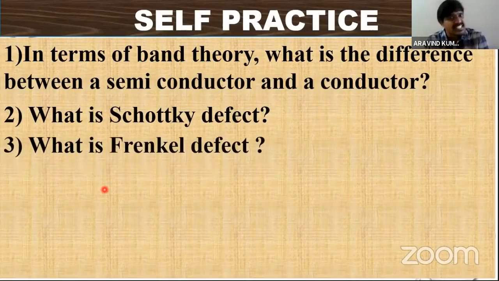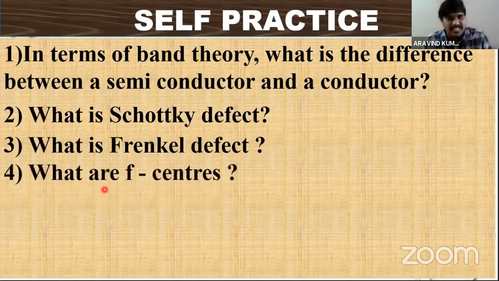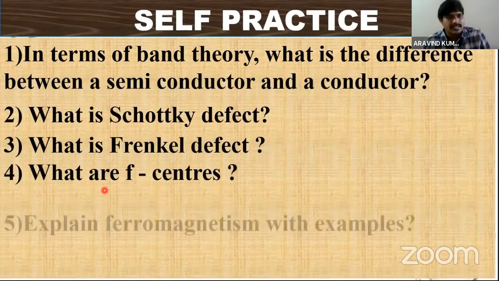Schottky defect is a vacancy defect. Frenkel defect is an interstitial defect. It is not completely moving away in Frenkel. In Frenkel defect, what is happening? An atom or ion moves from its own place to interstitial space. What are F centers? I have explained you that German word.